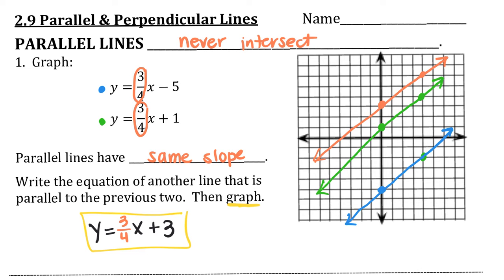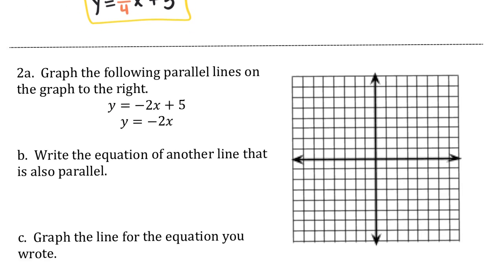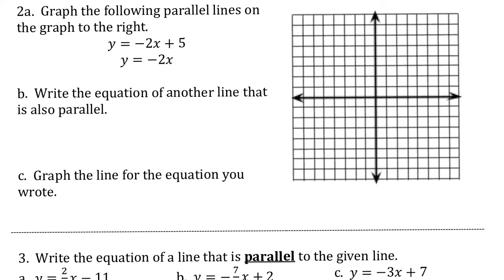Okay, let's go ahead and try it on the next one. You might want to pause the video and then try it on your own. Okay, if you already finished, that's great. I'm going to go ahead and graph them. So y equals -2x plus 5 is up here. The slope is down 2/1. Okay, now the next one is y equals -2x. The y-intercept is 0, 0. The slope is down 2/1.